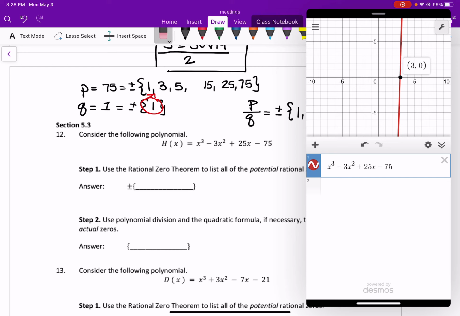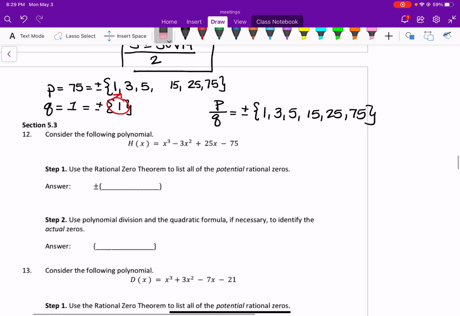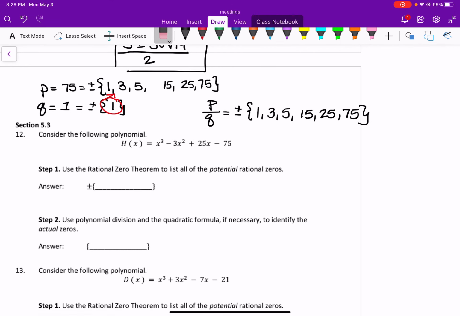So I'm going to use that to be my test value, and I'm going to use my synthetic division to get me to the point where I can find my other zeros. Okay, so remember our synthetic division, what we do is we put our 3 in the corner. We put our coefficients of our polynomial next, so 1, -3, 25, and then -75.